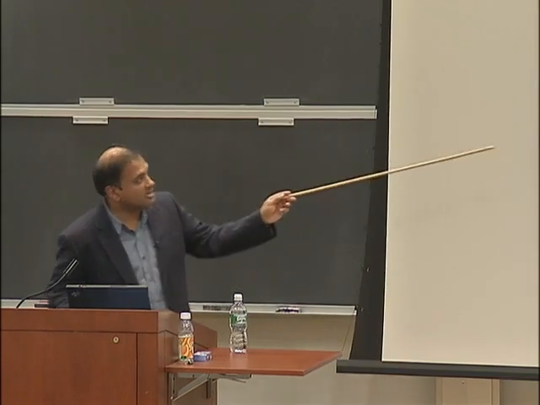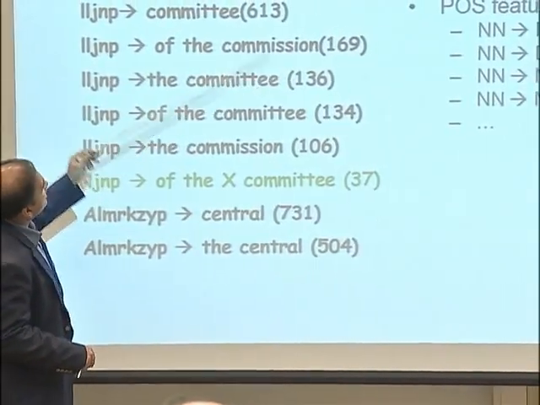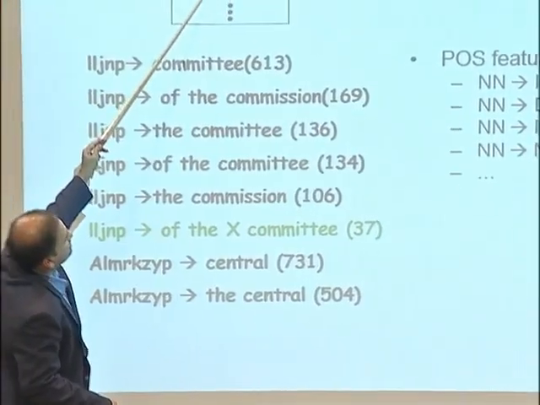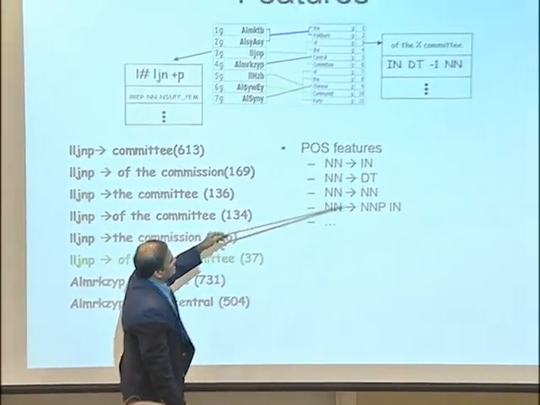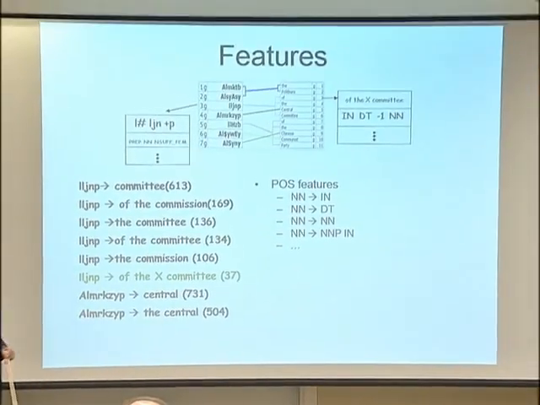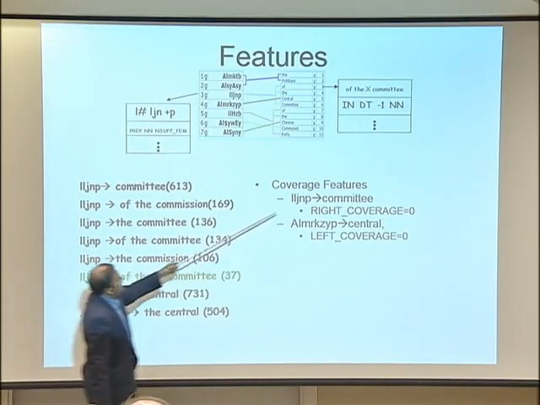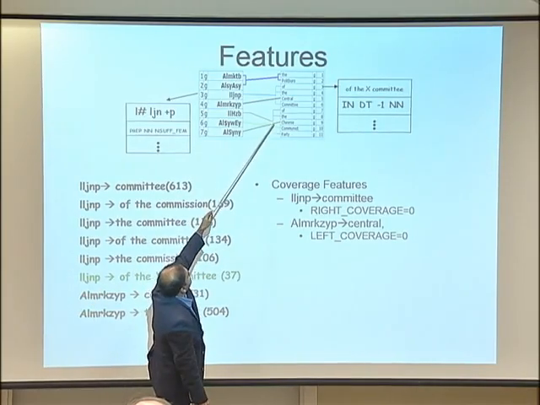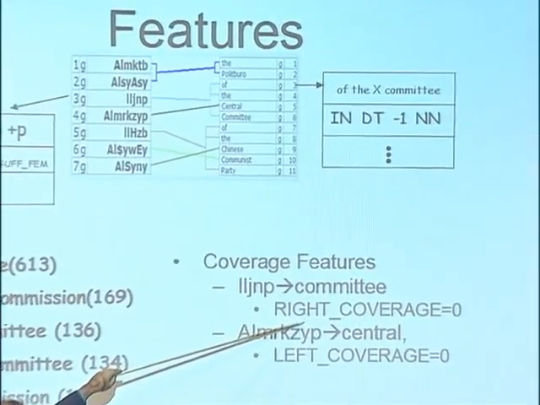Okay, so some part of speech features. So here, this NN is producing "in" on the target side, and NN is producing DT, and so on. Okay? Coverage type features. So LLJNP is producing "committee" when the right word has been covered, yes or no, right, and so on.